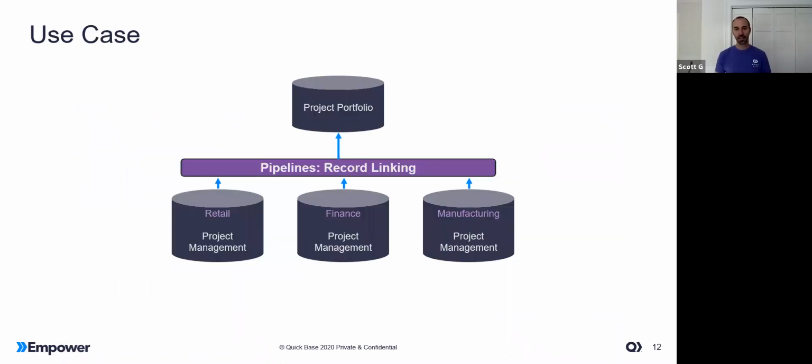So here's that use case in a visual diagram. You would have, say, three industry apps, all managing projects, with subtle differences in each one, and the record linking, whether you're doing a creation or an update, into the project portfolio app.